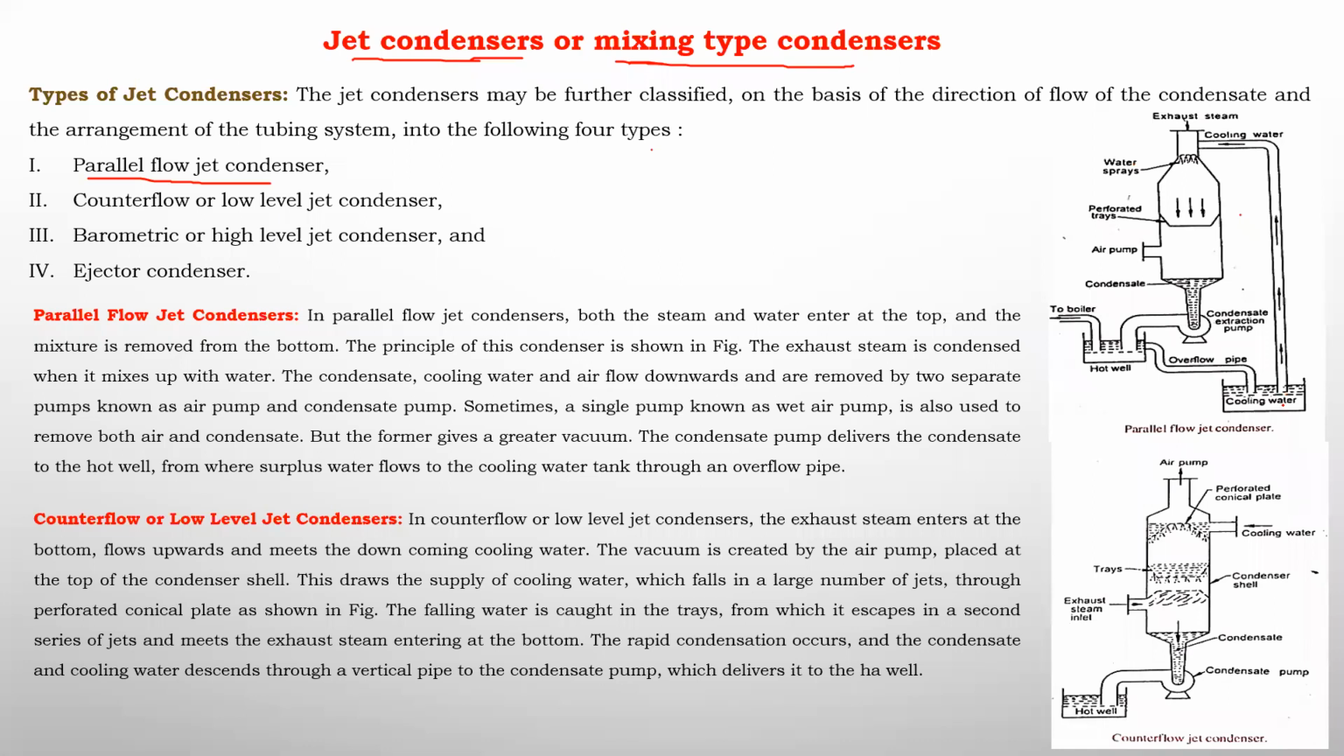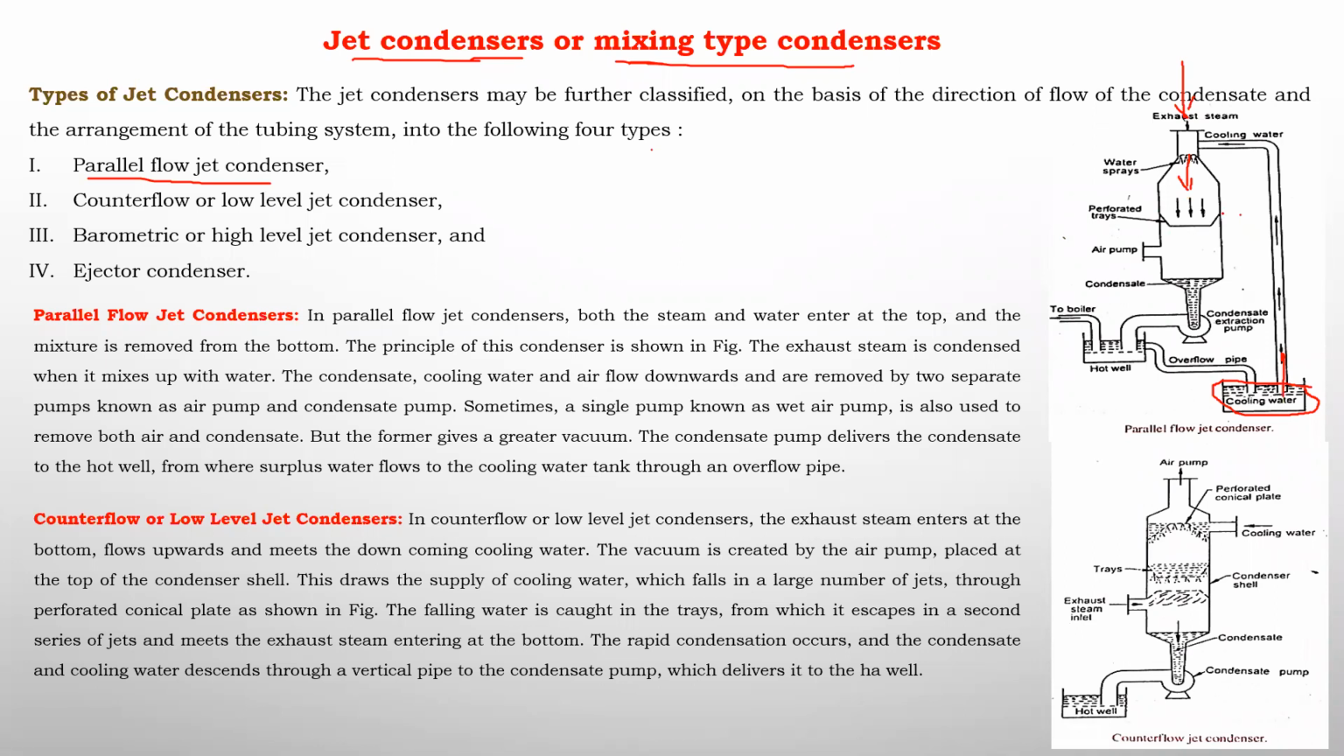here the water from the bottom portion of the cooling tower, or it may be from the river, we take with the help of the feed pump and send to the top of the jet condenser chamber, and exhaust steam comes from the top. Both are mixed at the top and sent in the same direction parallelly. Steam comes from the top as well as cooling water comes from the top, both are traveling in the same direction. That's why we call it a parallel flow jet condenser.